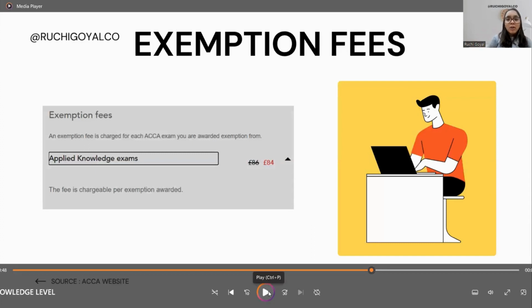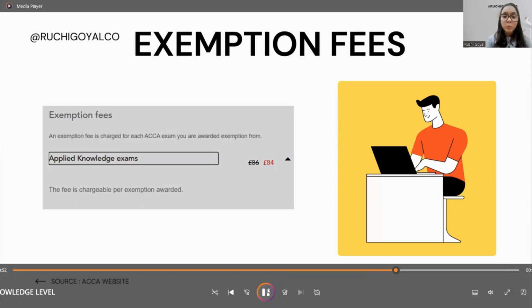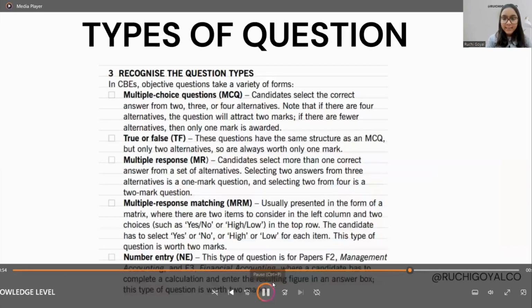Now, as I said, 99% of students are taking exemption due to their first degree, their BCom graduation, or their MBA or CA. The exemption fee for this particular paper is 84 pounds. This is the snip that I have taken from the ACCA Global website. And depending on the pound rate, you can calculate how much it will be in Indian rupees.